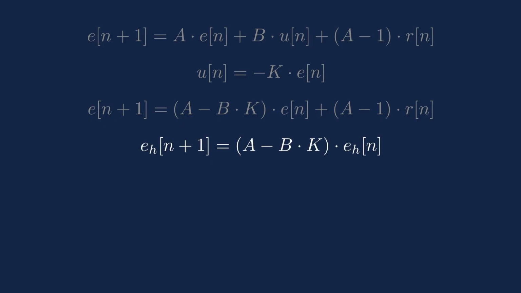As we can see now, our homogeneous error dynamics will be stable if the entire term a minus bk is less than 1. Now, if a is greater than 1, we can simply adjust our parameter k to make that term what we want. The pole of our homogeneous error system dynamics is equal to a minus bk.